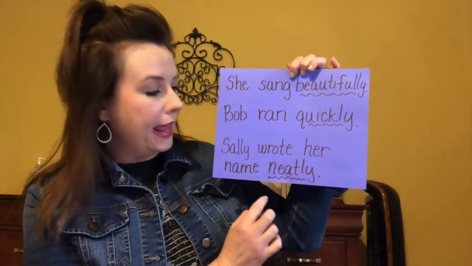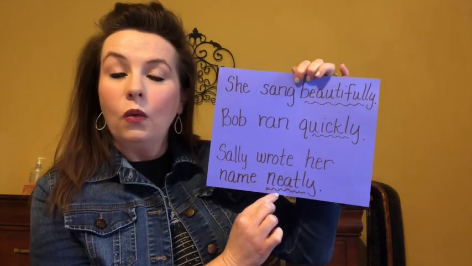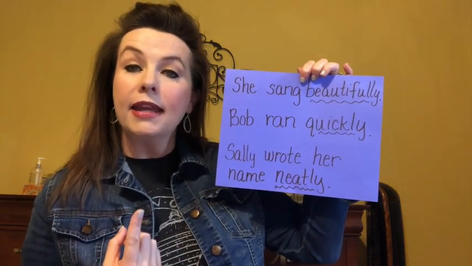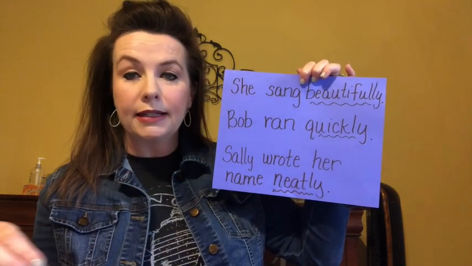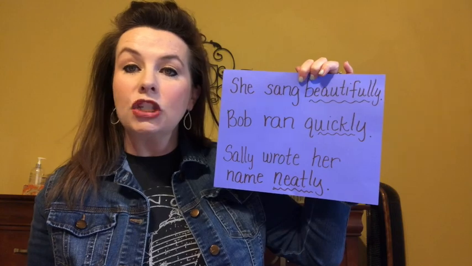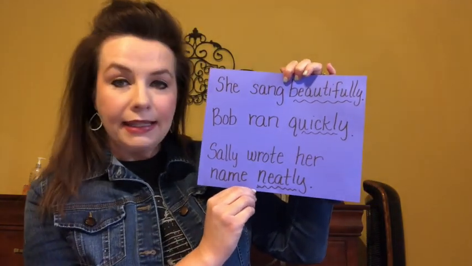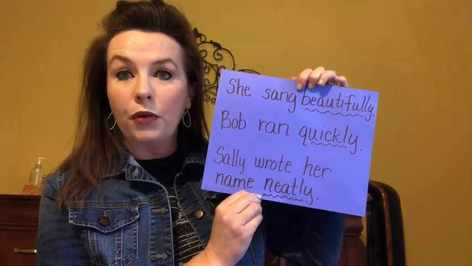Sally wrote her name neatly. Well, Sally is the noun in our sentence. She's the subject. Our verb is wrote. How did she do it? She did it neatly. Neatly is an adverb describing how she wrote her name.